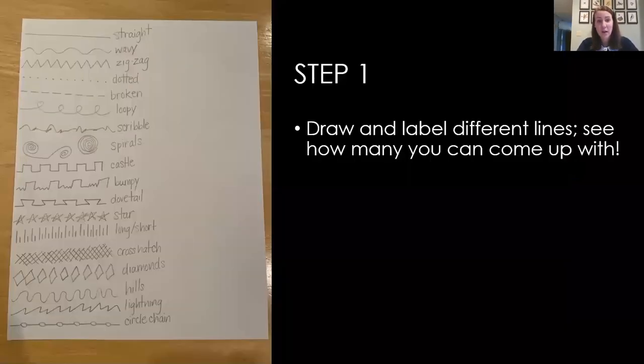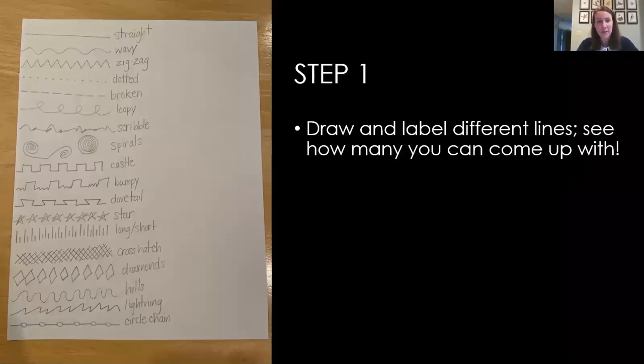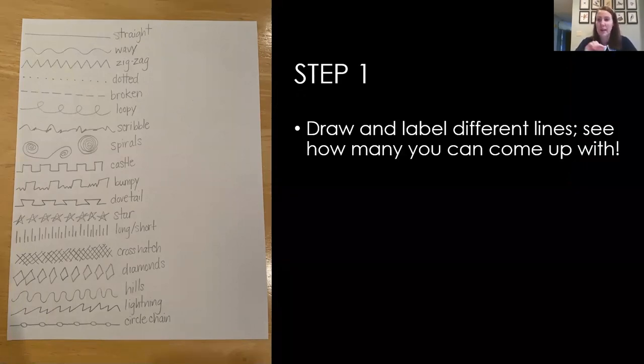So step one, this is what Violet and I did first. We came up with as many different lines as we could. Now I labeled mine. You can see here I labeled straight line, wavy line, zigzag line, and on and on and on. So see if you can do that when you make your artwork, and I'll list that again at the end as well. But I just started making a bunch of different lines.